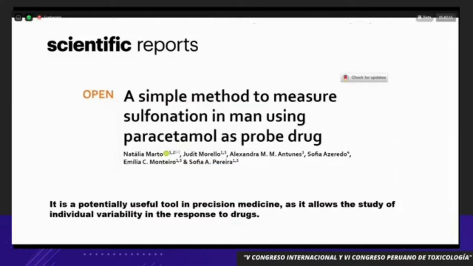So very recently we have developed a simple method to measure the sulfonation in men using paracetamol as a probe drug. So this is a potentially useful tool in precision medicine as it allows the study of individual variability in the response to drugs bioactivated by sulfotransferases.